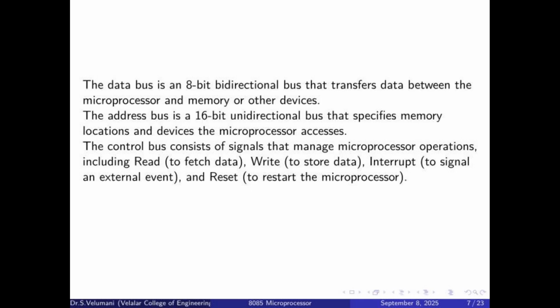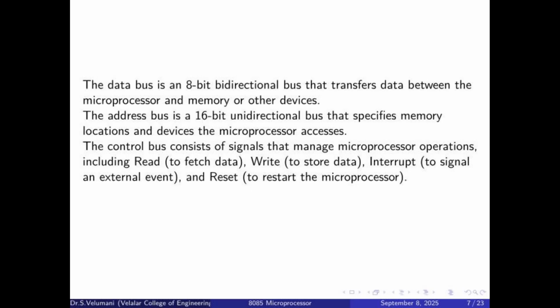The data bus is an 8-bit bidirectional bus that transfers data between the microprocessor and memory or other devices. The address bus is a 16-bit unidirectional bus that specifies memory locations and devices the microprocessor accesses.